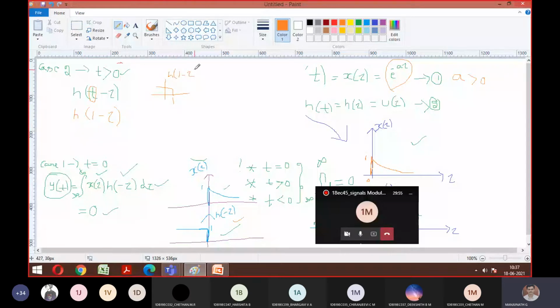Am I clear to everyone? So this is my h of minus tau. You can look at this, the cursor I'm moving. This is my h of minus tau. If I give one delay, it will come towards the right-hand side. Similarly 2, it will go like this. Similarly 3, still infinity. Is it like this? Agree? Yes, sir.